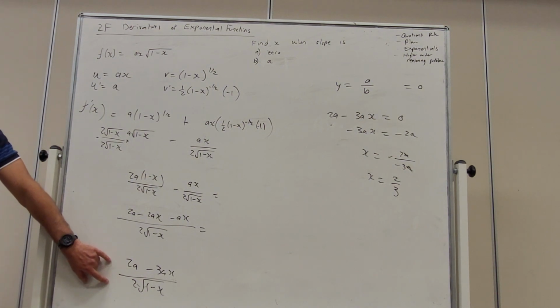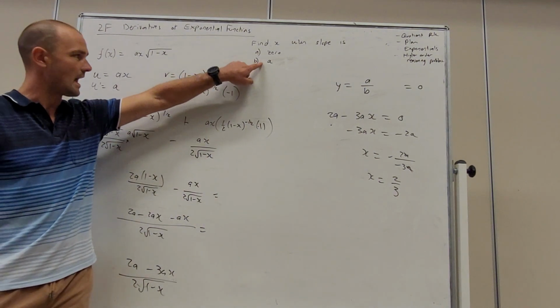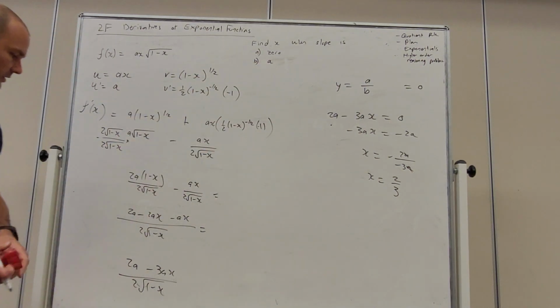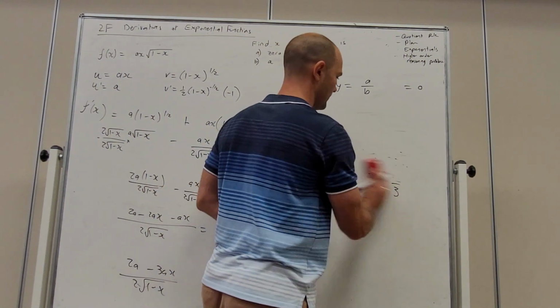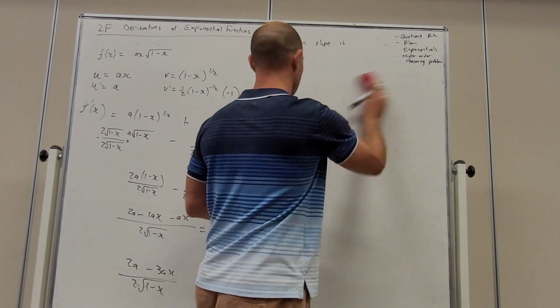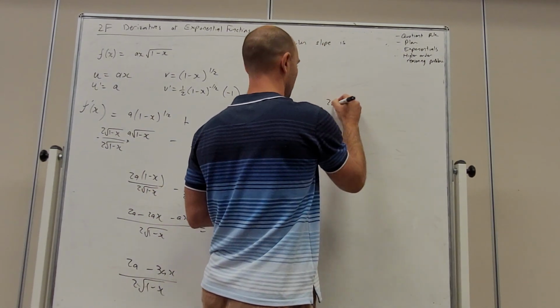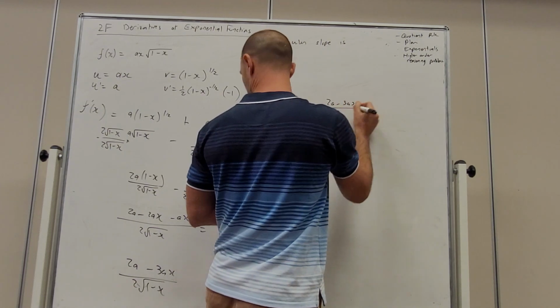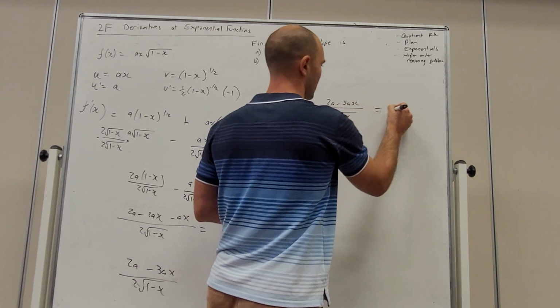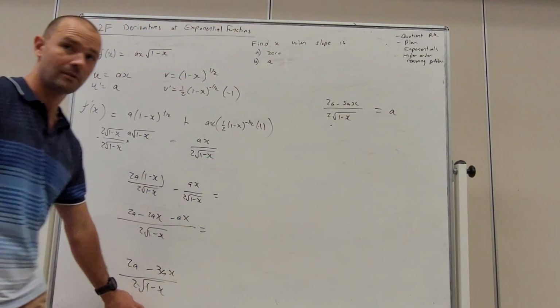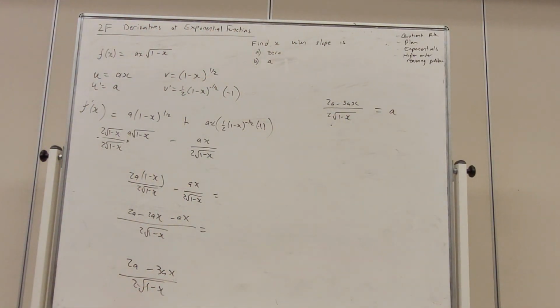That is our derivative function. Now, in part B, we're asked find the value of x when the slope is a. So I'm going to make the derivative function equal to a for part B. 2a take 3ax, all on top of 2 times the square root of 1 take x. This is equal to a. We're asked solve for x.